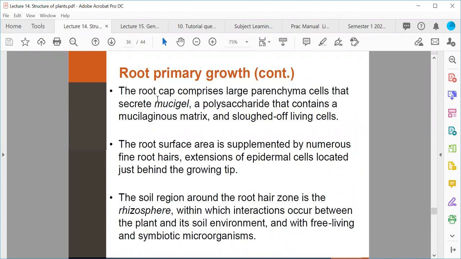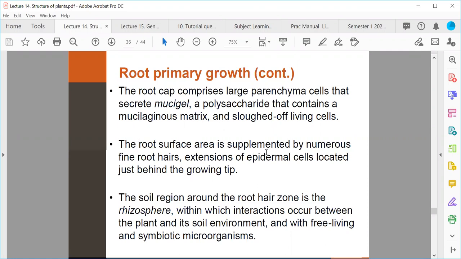Let's recap. So the root cap, remember the cells right at the very tip, comprise large parenchyma cells. They're constantly being developed from meristem cells. They secrete a polysaccharide substance called mucigel. And this mucigel contains a mucilage type matrix and also sloughed off living root cap cells.